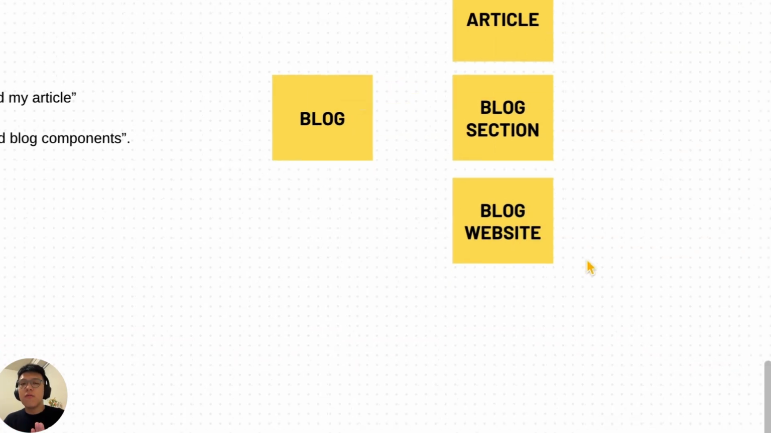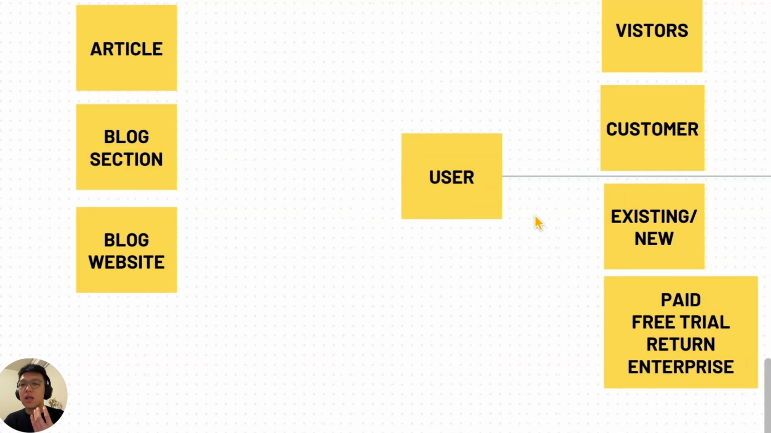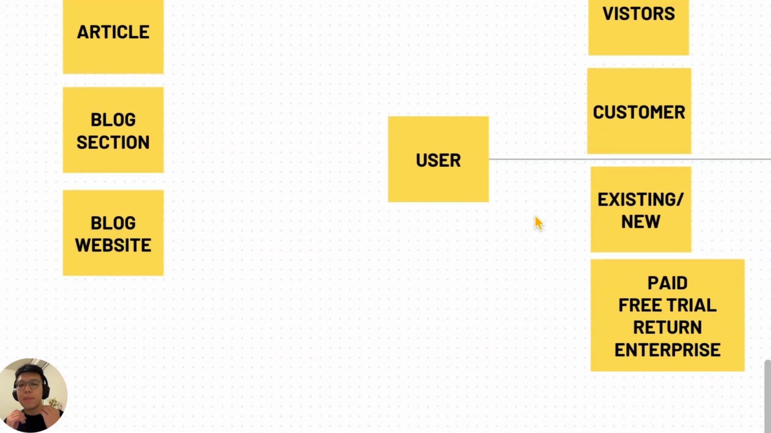Another real example, if you're building a product with the user concept, I have met this a lot of times. A business product has different logic to segment its users, right? But what kind of user do you mean? In the prompt, are you saying visitors, customers, existing or new users, or users who are paid, free trial, returning, and enterprise? What does it mean by a user?